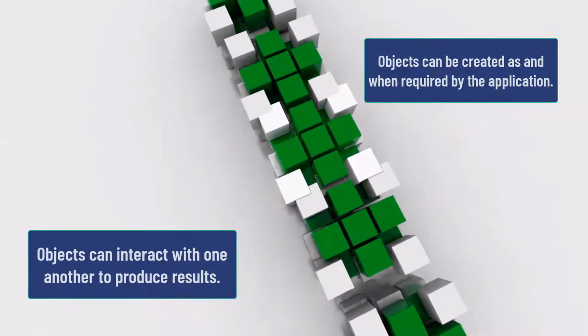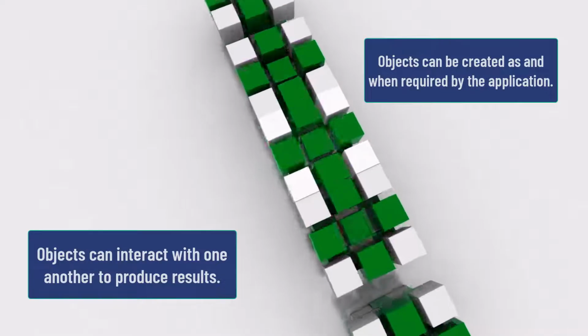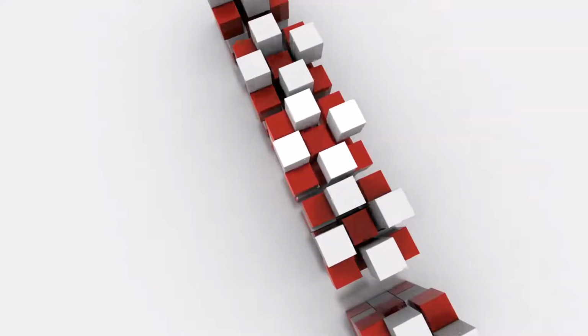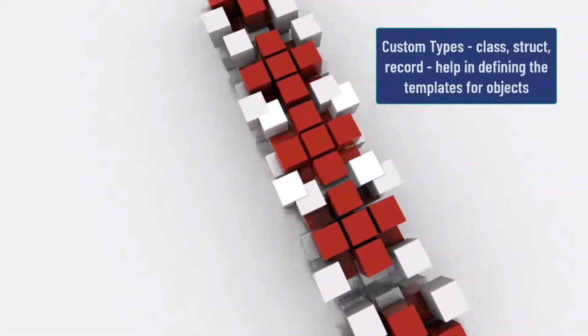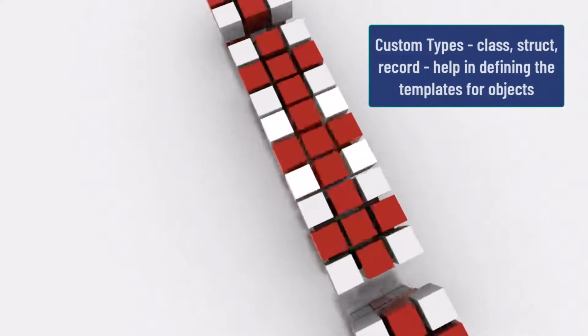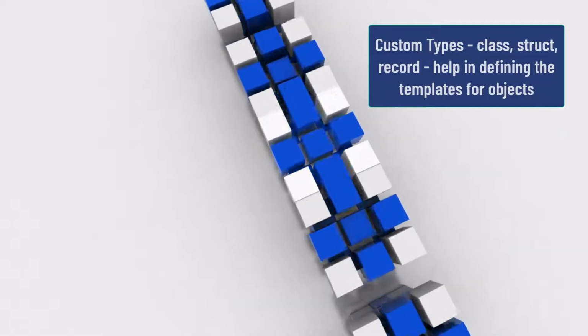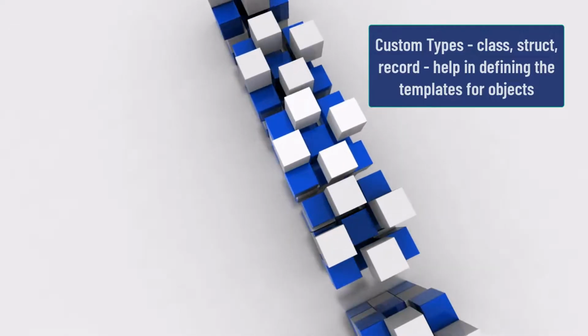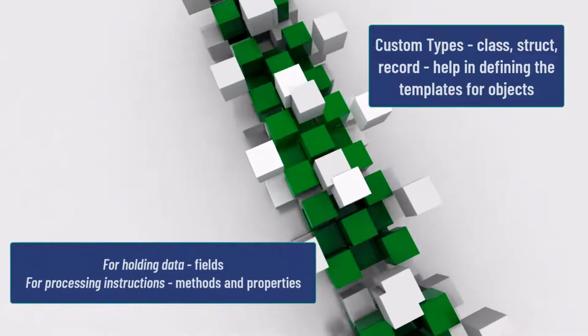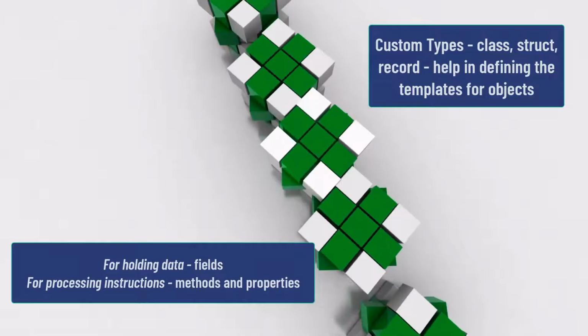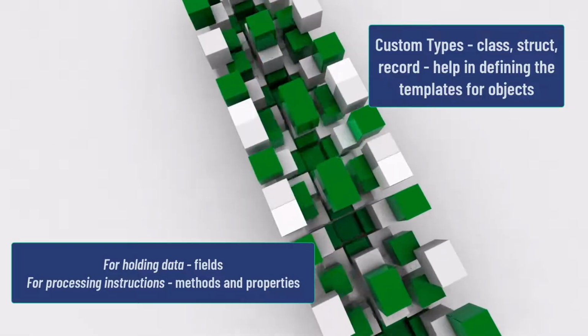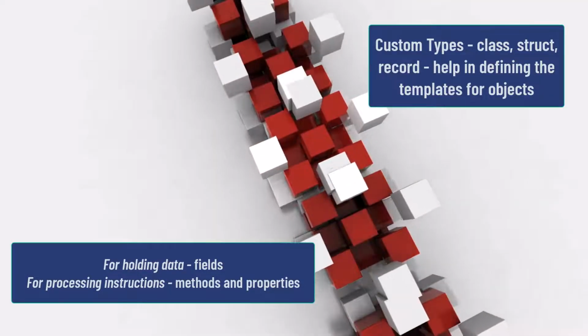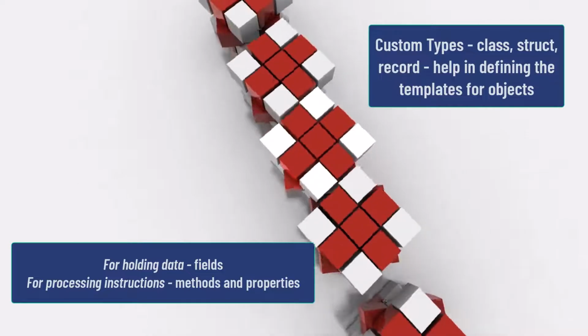C# is an object-oriented programming language. C# supports creation of custom types via classes, records, and structures. These custom types serve as a template for creating objects. They allow us to define data as well as processing instructions in the form of type members. For example, fields can contain data, and properties and methods can contain processing instructions.